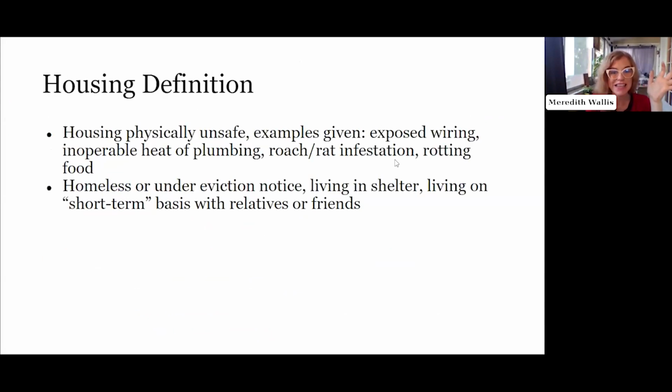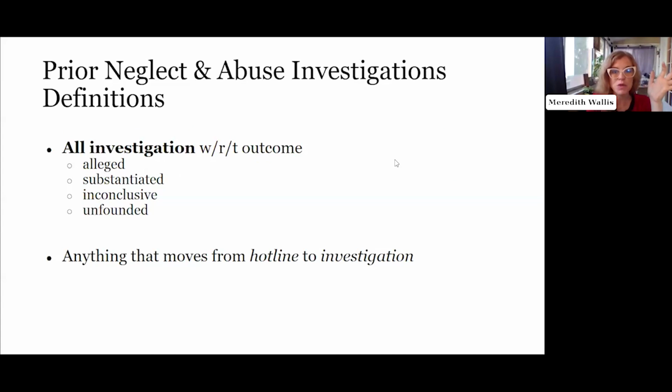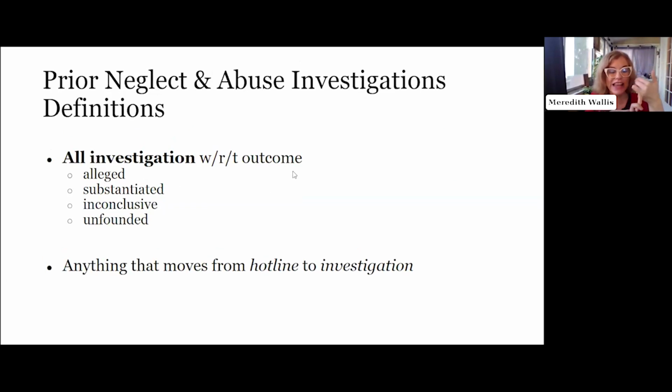Prior neglect and abuse investigations, what's really critical to understand here is that it's investigations without regard to their outcome. So alleged, substantiated, inconclusive, or unfounded. So even if there is no evidence, that investigation is going to go onto your risk assessment. That is, of course, particularly critical if you can prove that the reports to the line are that you are receiving more reports about certain races or ethnicities than you are about others without a corresponding substantiation rate. Eventually, the accrual of reports is going to exponentially raise your risk.